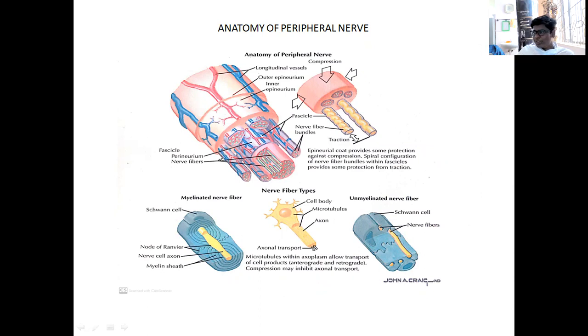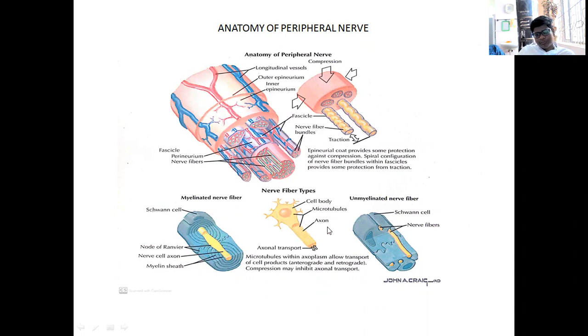This diagram shows the anatomy of the peripheral nerve. This is a myelinated nerve fiber, and this is unmyelinated nerve fibers. It consists of layers, that is the outer epineurial layer and perineurium. Then this is the Schwann cell, and this is the node of Ranvier, and this is a nerve cell axon, and this is a myelin sheath which covers the nerve fiber.